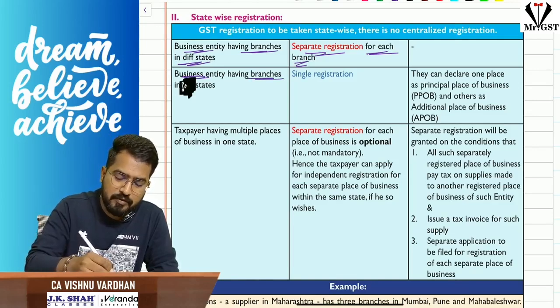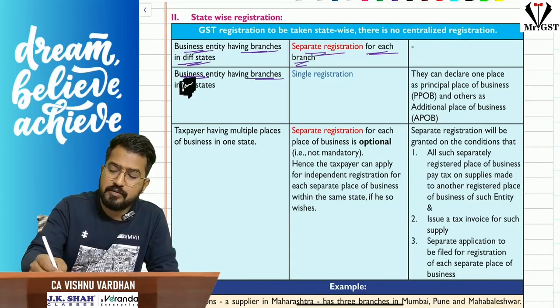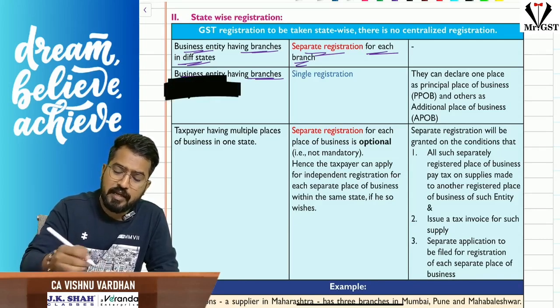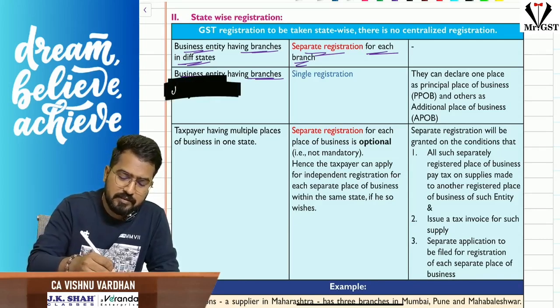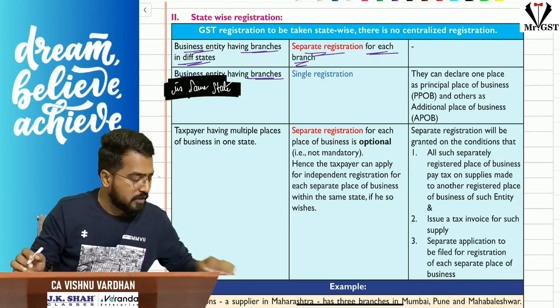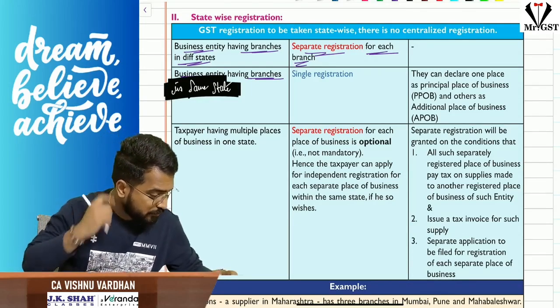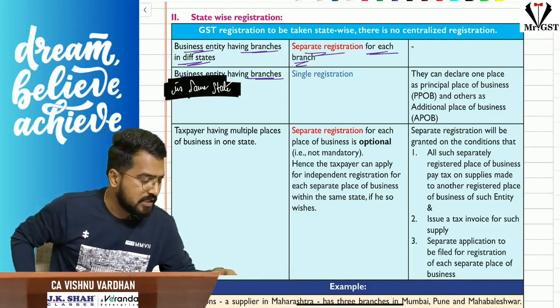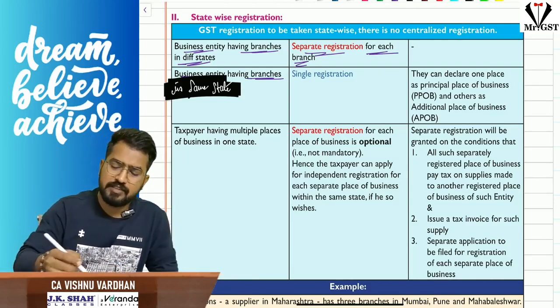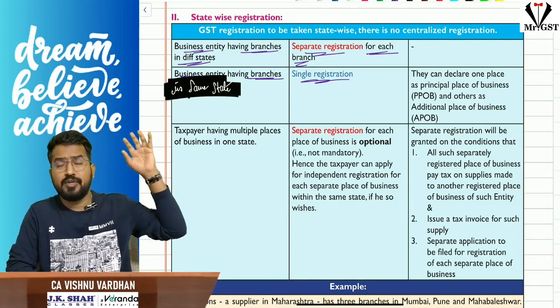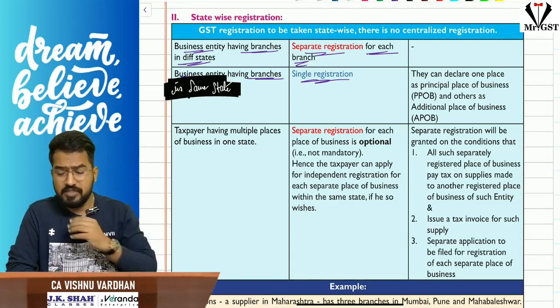Here, if you are having business entity and having different branches in same state, I think in your book it should be correct only. Yes, in same state, single registration is sufficient. Single registration is sufficient. If you want to take multiple registrations also, you can take. This I have already taught you during distinct persons concept. So we have discussed all these things.